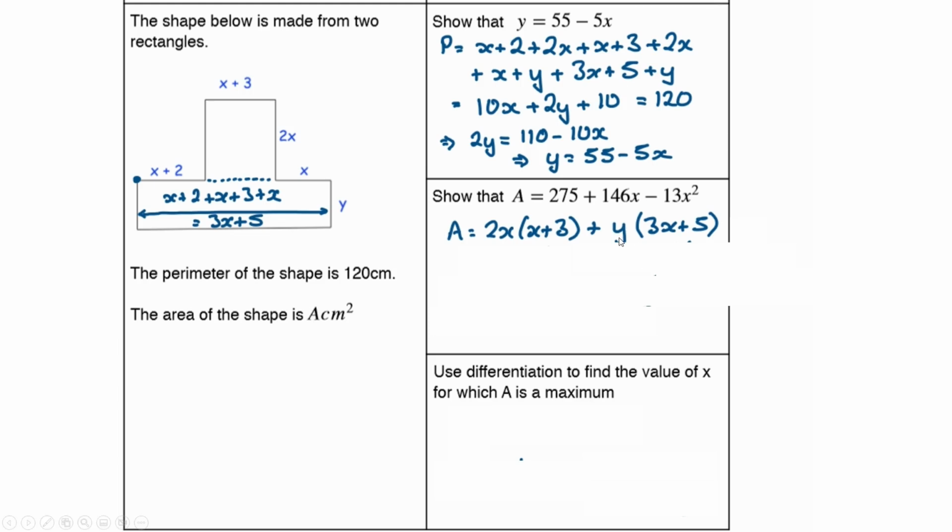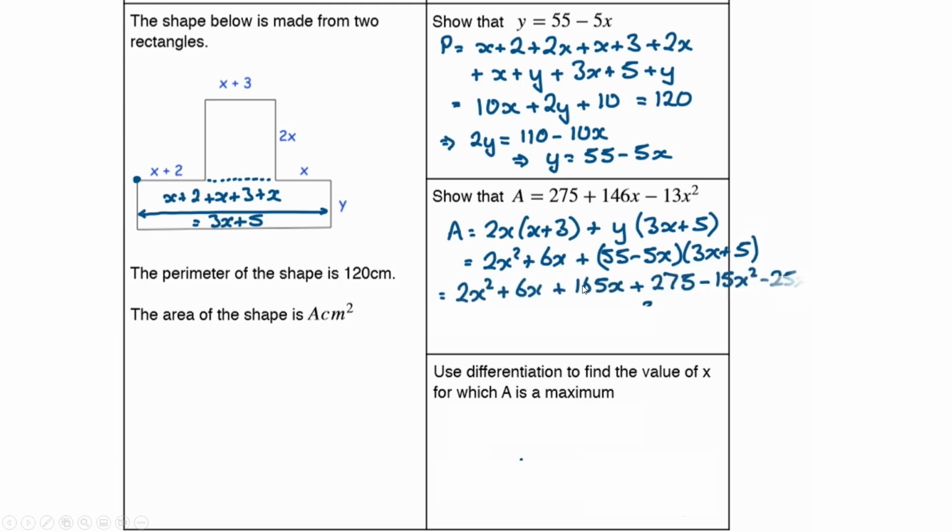Anyway, point is, I haven't got any y's in, so I'm going to use the y here and substitute it for this y here. So in other words, I've changed it to 55 minus 5x. I do some expanding and do some collecting, and I do indeed get the answer that I need. Again, it's a show that question. So I need to show I've built up the area, I need to show I've done the substitution, I need to show some algebra in between. So part 1 and part 2 done.